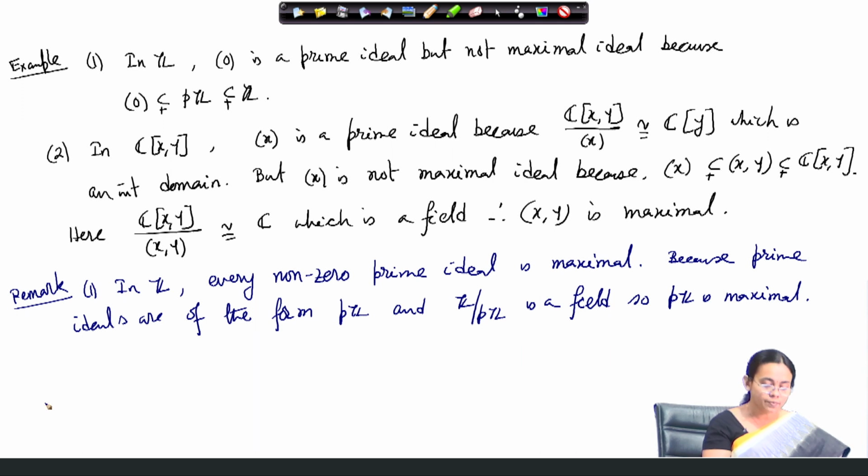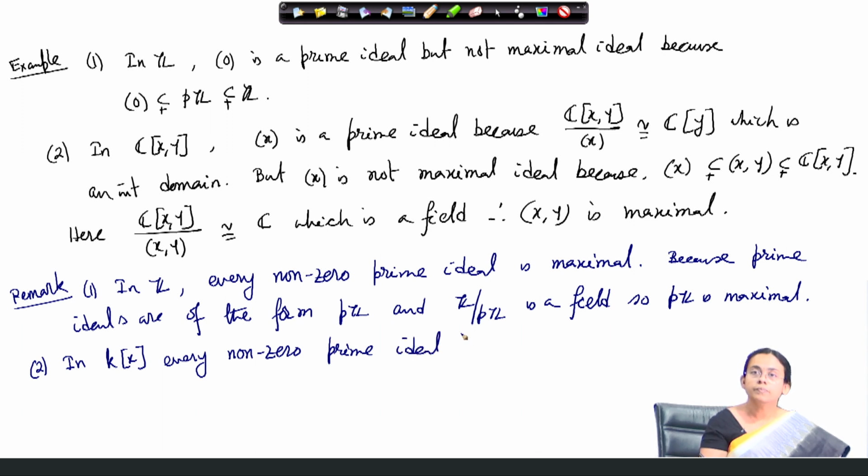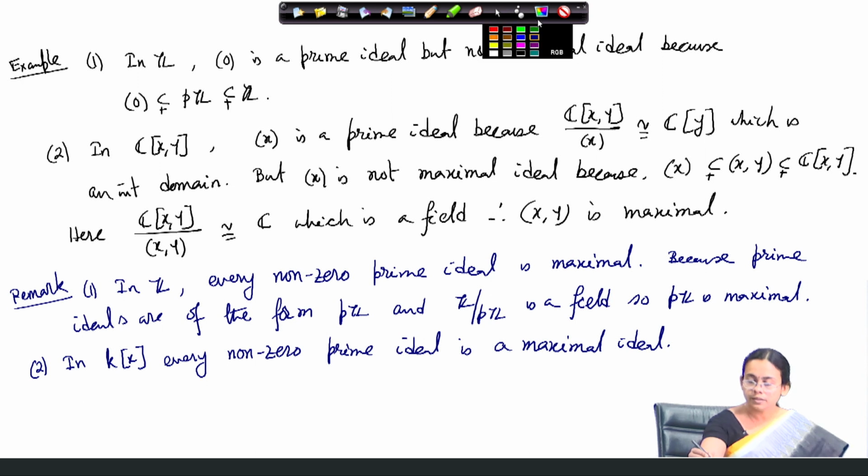This is not only true in Z, but we will observe that this is in fact true if you are considering the polynomial ring over a field. So, in K[x], the polynomial ring over a field, every non-zero prime ideal is a maximal ideal. If I would like to prove that fact, I know that every prime ideal is generated by an irreducible polynomial. So, I will show that the ideal generated by an irreducible polynomial is in fact a maximal ideal in K[x]. Let us see the proof.